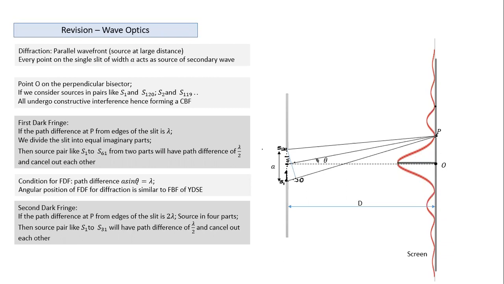So for the first dark fringe, we divided the opening into 2 parts, path difference lambda. For the second dark fringe, we divide the opening into 4 parts, path difference equal to 2 lambda. The third dark fringe will correspond to 3 lambda, and conceptually we divide this opening into 6 equal parts. So the condition for the nth dark fringe: its angular position will satisfy a sine theta is equal to n lambda. So we have arrived at the condition for dark fringes, and bright fringes, of course, will form exactly between dark fringes.